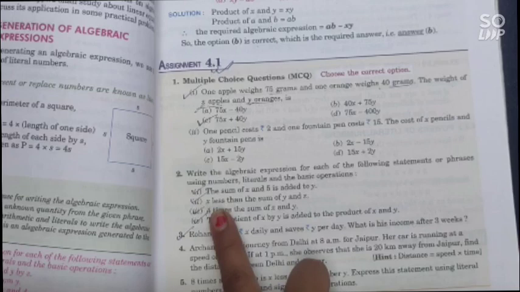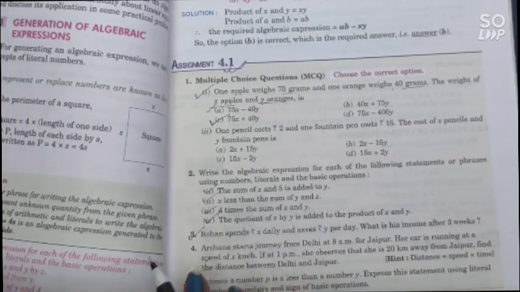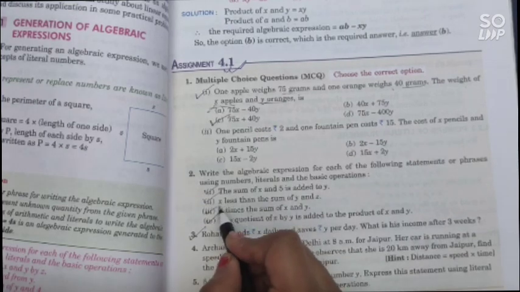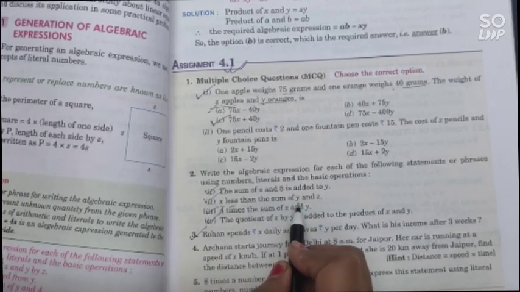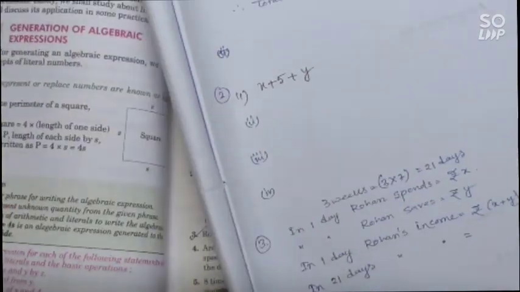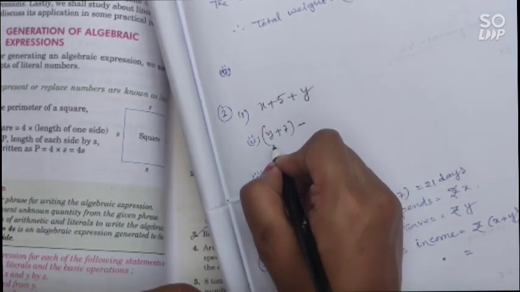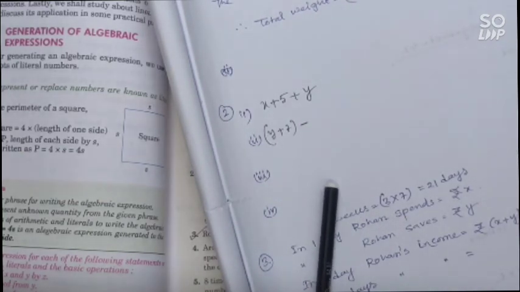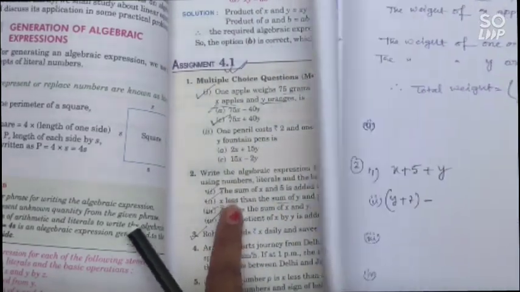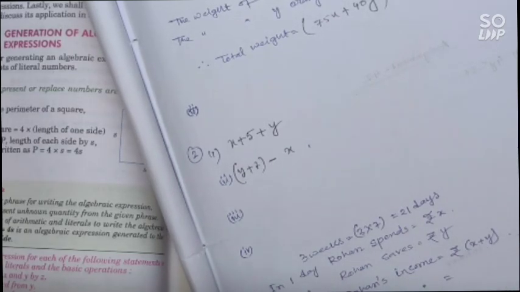x less than the sum of y and z. Less than means smaller. So the sum of y and z, that means y plus z. x is less than that. When we subtract, we subtract the smaller value from the bigger value. Here x is the smaller value. So y plus z minus x. This will be the correct algebraic expression of that statement.